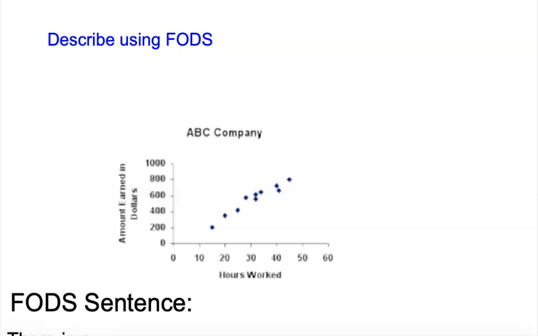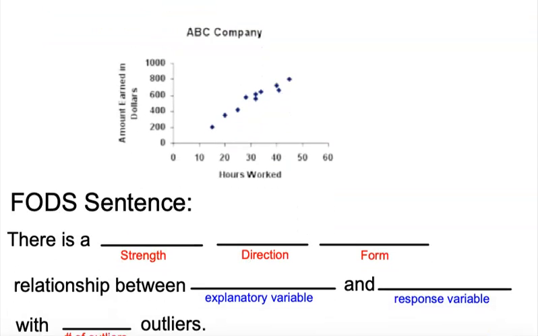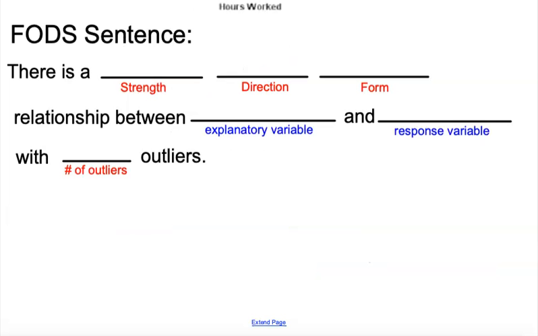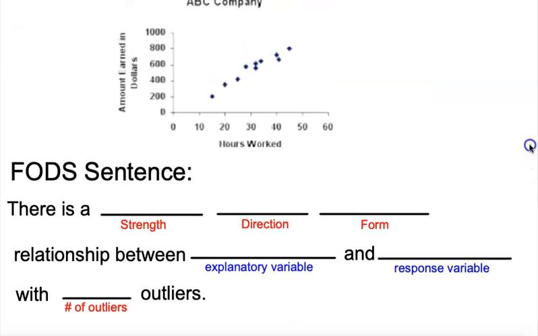All right, so we want to get practice at describing data. This is what the FODS sentence is going to look like. Every time, we're going to rewrite this same sentence with information filled in. We're going to be saying there is a blank, blank, blank, blank relationship between blank and blank with blank outliers.